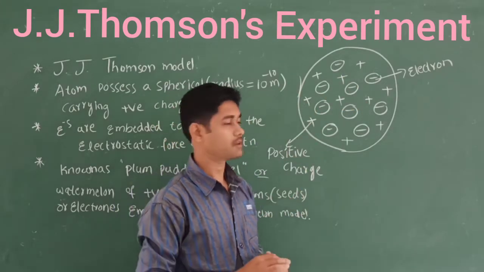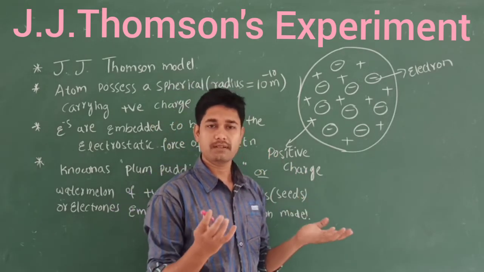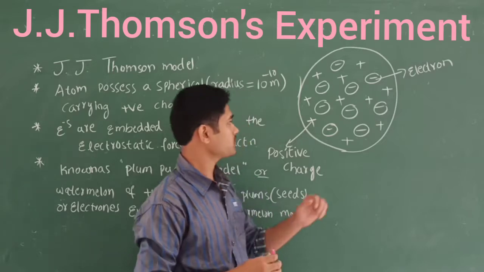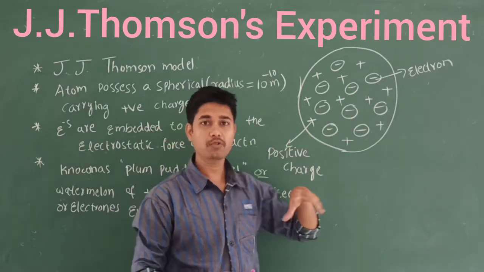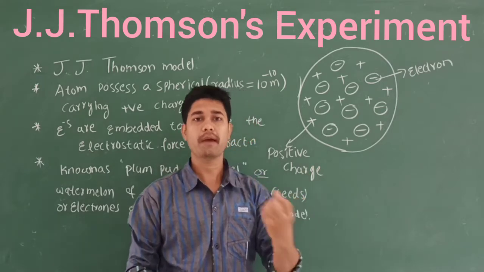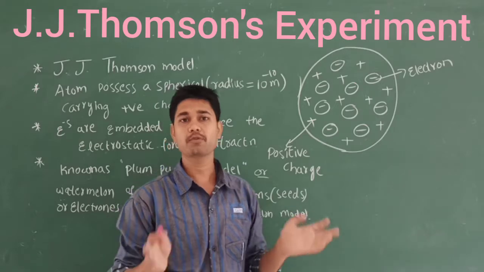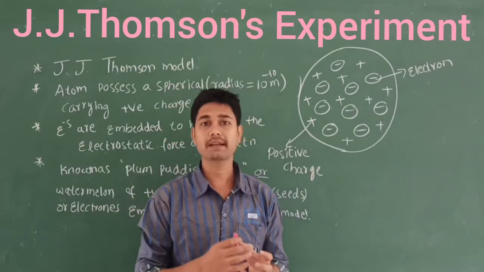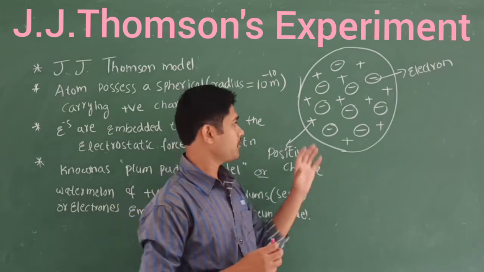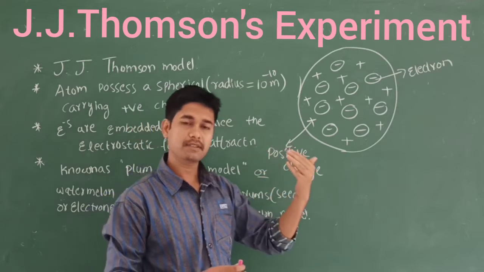It is electrically neutral. During that time, scientists knew very well that the atom consists of the positive charge, called proton, and in order to balance it out, the negative charge, called electron, would also be there, in order to maintain the electrostatic force of attraction, that is, to maintain electrical neutrality. So they believed that. Later, after his proposal, what happens?